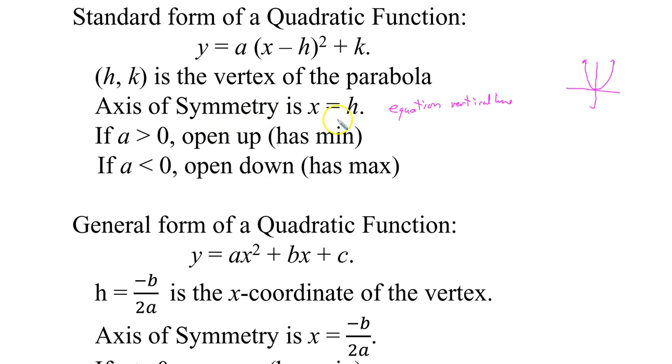So this axis of symmetry is always a vertical line and it's always x is equal to the x part of the vertex. So this h here and this h here are always the same, but you do have to type it in as x equals that number.